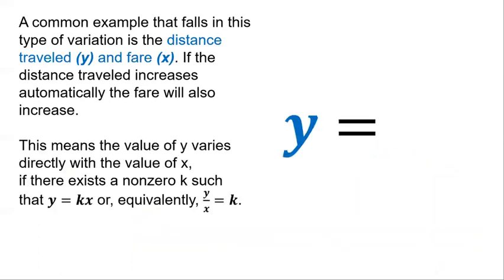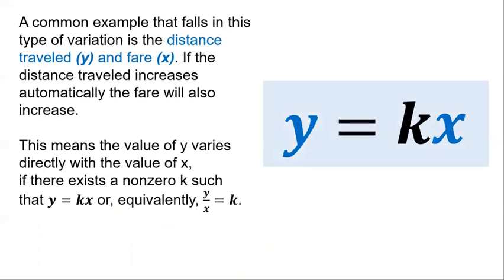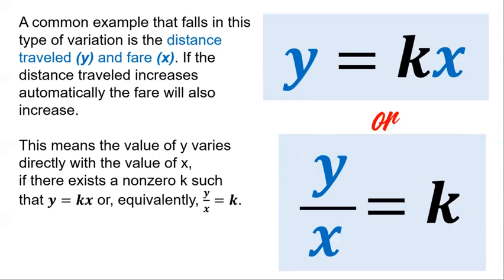This means the value of y varies directly with the value of x, if there exists a non-zero k such that y is equal to kx. Sa equation, parehong nasa numerator ang y at x sa kaliwa at kanan ng equal sign. Or, equivalently, y over x is equal to k. Ayan, equivalent ang dalawang equation na ito ha.